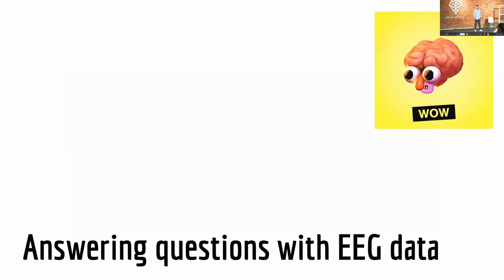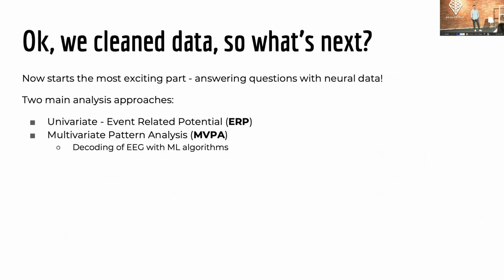Now starts the most exciting part. There are two main approaches to answer questions with the EEG data. There's a whole ocean of different methods that I'm not talking about here, but these are the main ones. ERP, event-related potential, is a univariate approach, and the multivariate approach is multivariate pattern analysis, or MVPA. With MVPA, you train a machine learning model on those EEG time series, and you can predict whether there are some contents in the brain of a person based on the EEG data. I'll get into it in a moment.